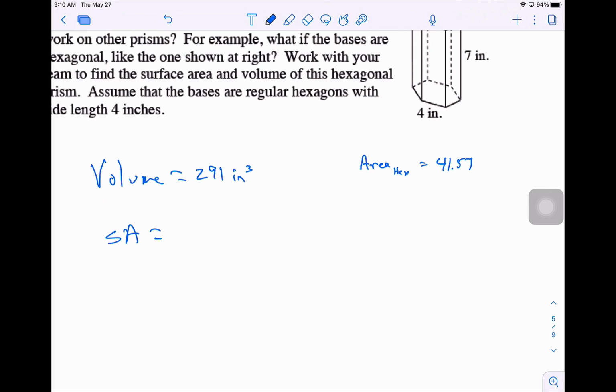All right, how about surface area? Let's see who's up on surface area here. Kenny, how about surface area? Did you get it? No, you didn't? Okay. Let's go to the next person. Chase, surface area?